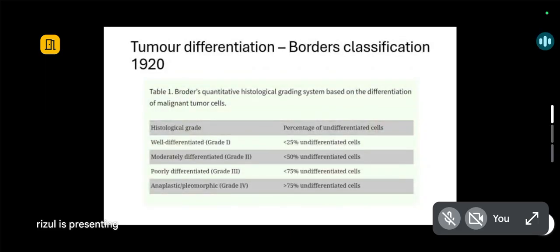So tumor differentiation was firstly classified. There was Broders' classification that defined it on the basis of histological grading, whether it is grade 1 well differentiated, in which the undifferentiated cells were less than 25%, then grade 2 moderately differentiated when the undifferentiated cells are less than 50%, poorly differentiated grade 3 when they are less than 75%, and finally anaplastic or pleomorphic grade 4 with more than 75% undifferentiated cells.